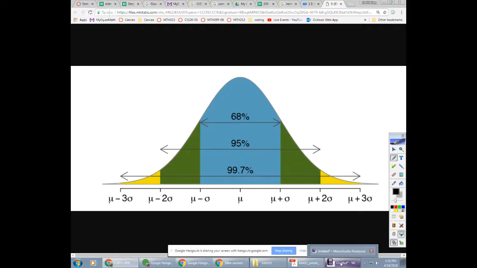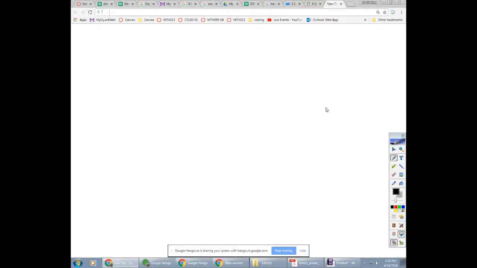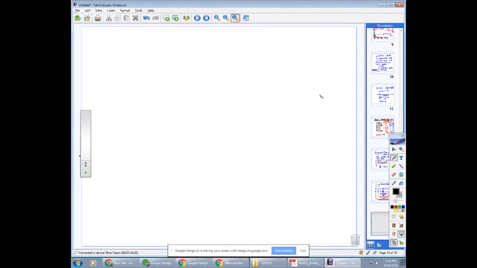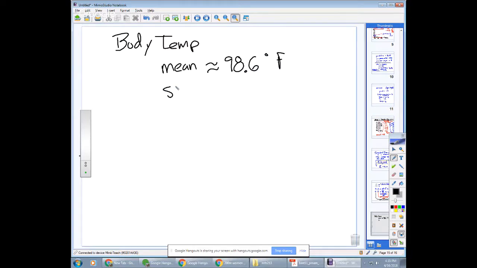And we are almost out of time here. Let's see if there's something else. Let's look at one more quick example. Human body temperature. So we believe that for body temperature, the mean is approximately 98.6 degrees Fahrenheit. Standard deviation from the research I've done, it's about 0.7. Is that what I looked up? Yeah, it's about 7/10 of a degree Fahrenheit.